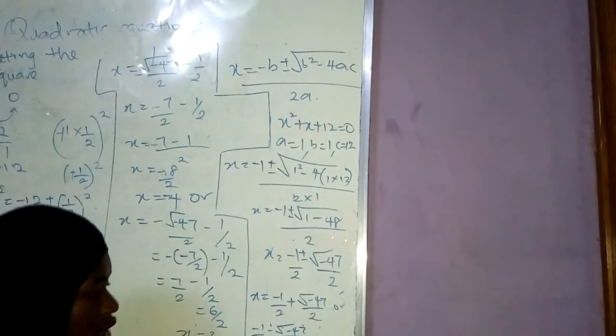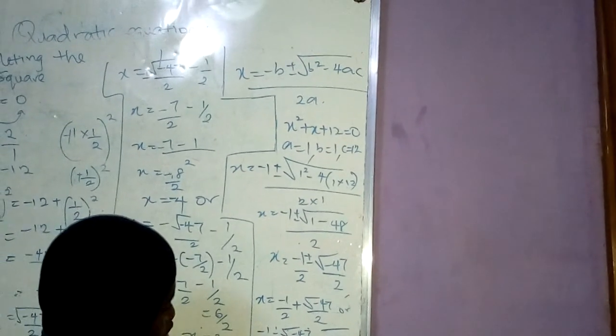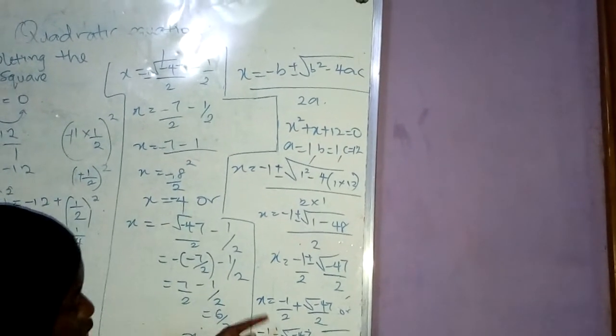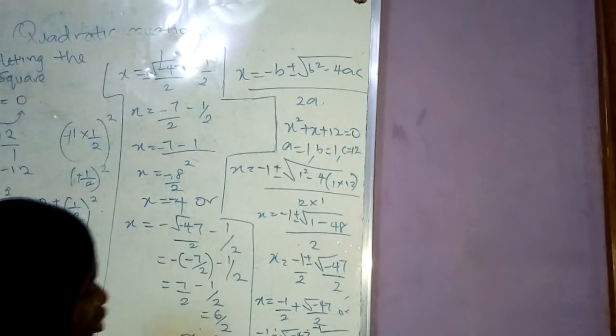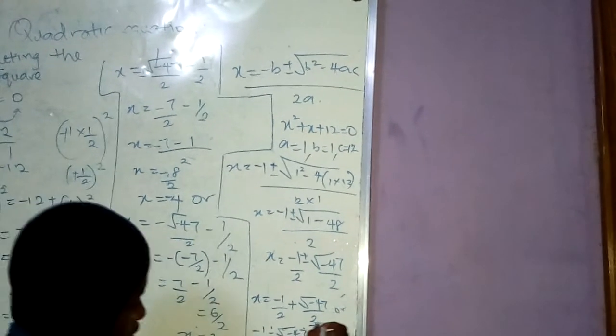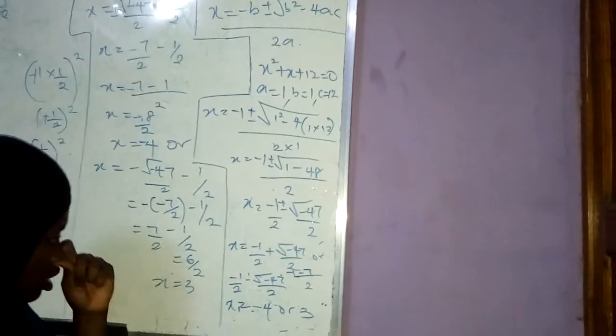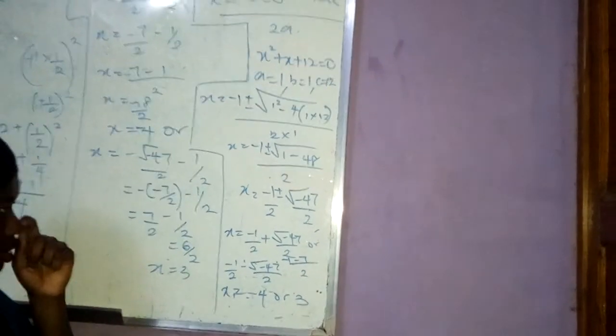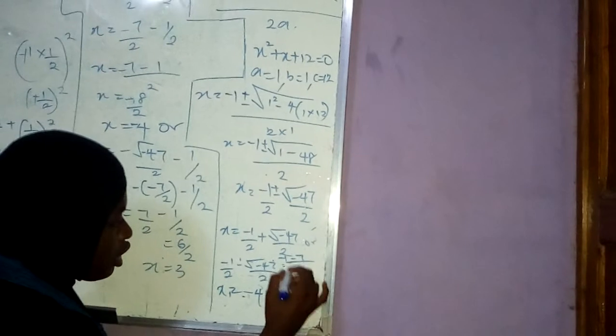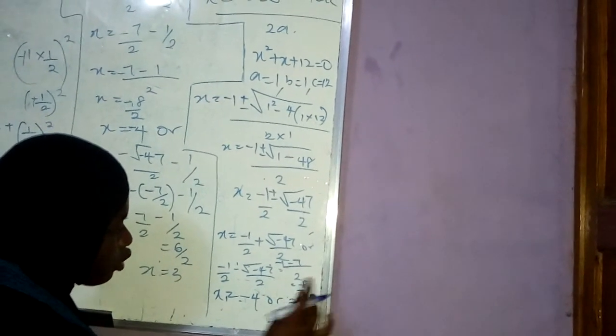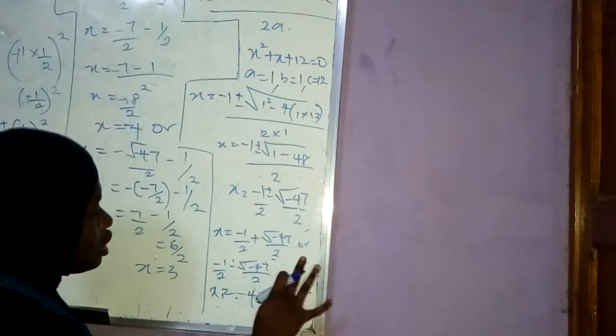So this one will give us 7, so I get 2. So this is minus 1. So plus 2 minus 6 point something. I think it's 6.9 something, if I remember very well. It's going to be equal to minus 8 over 2 equals minus 4. So you do the same thing for the other.